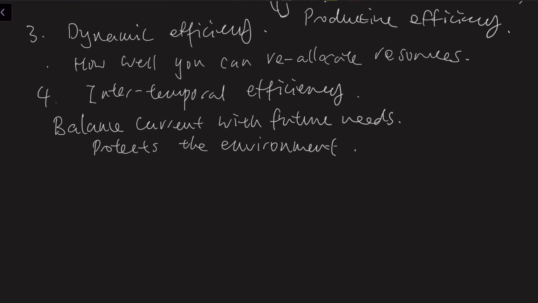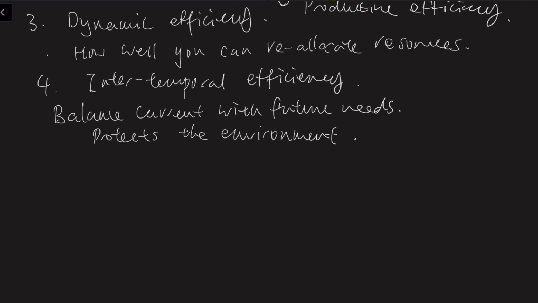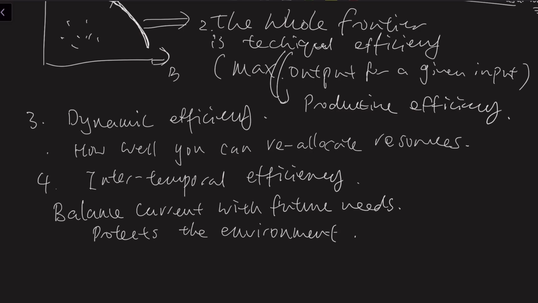For example, the refrigerant used in air conditioners. Back in the day, they had this old style refrigerant, which in terms of performance is better than the refrigerant we have available today. But they can deplete the ozone layer. So the government has forced companies to produce refrigerants that do not cause harm to the environment, even though they are less powerful than the old style aircon. So in this case, we are sacrificing some productive efficiency to gain intertemporal efficiency.